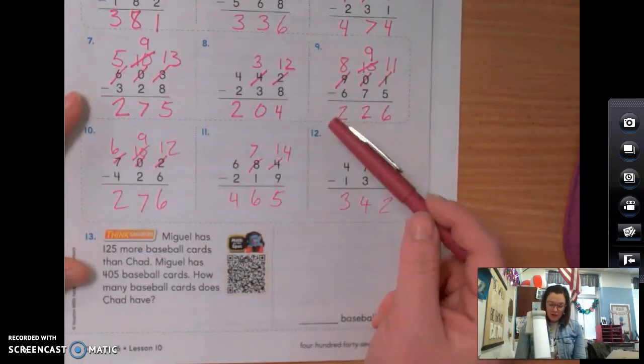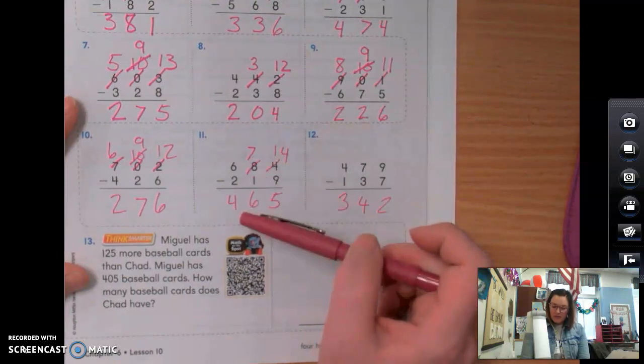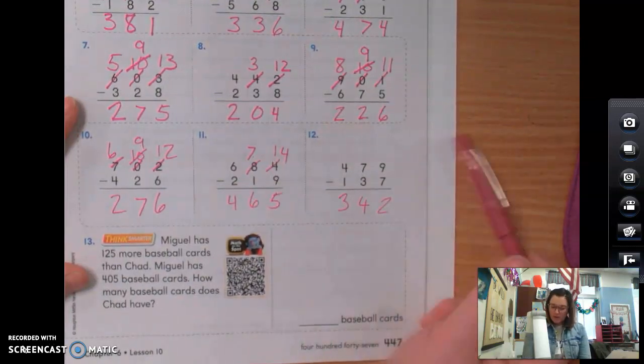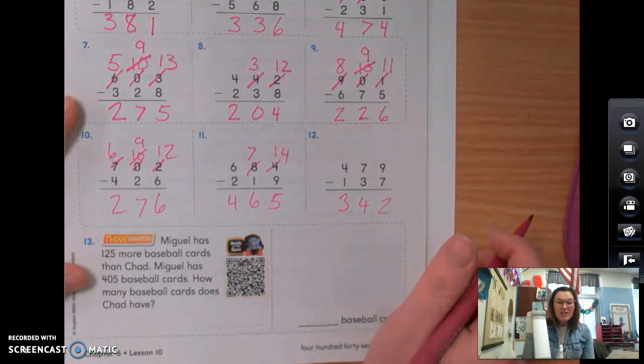In number 11, you only had to regroup the 1, so 14 minus 9 is 5. 7 minus 1 is 6. 6 minus 2 is 4. And in this one, there was no regrouping. Check that quick. If you're confused, watch the video again.